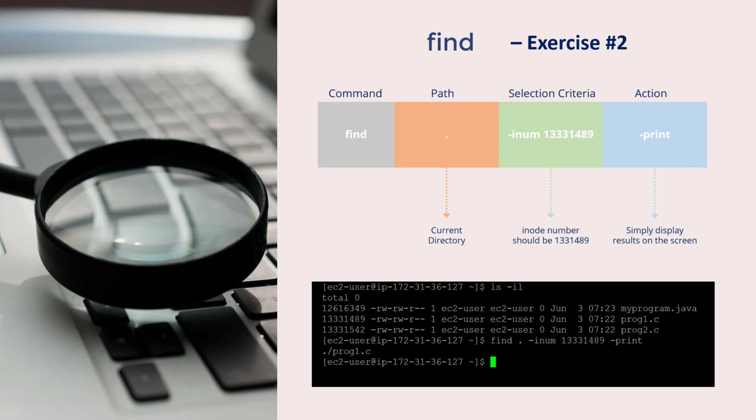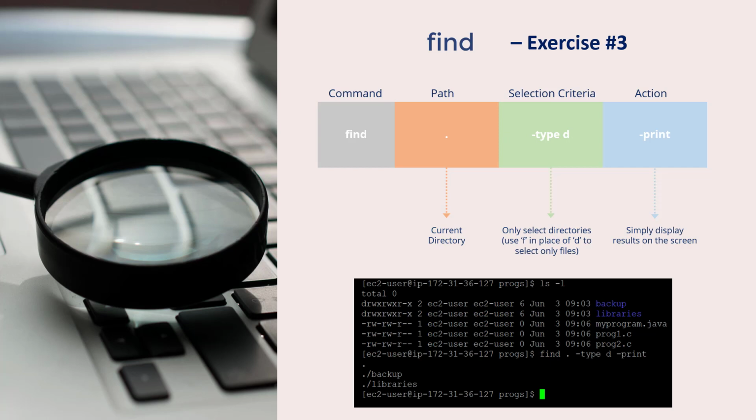Let's move on to the next one, exercise number 3. Again, we are only changing the selection criteria this time, keeping everything else the same. We will use the -type option this time. The -type option allows us to select files or directories selectively. The d we have given here will select only directories. If we give f, it will select only files.